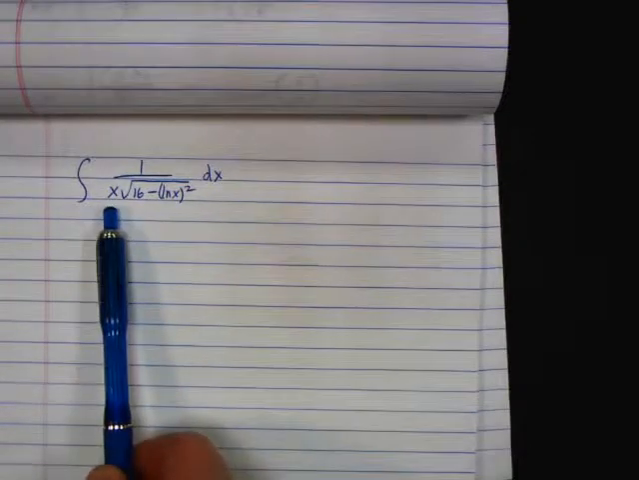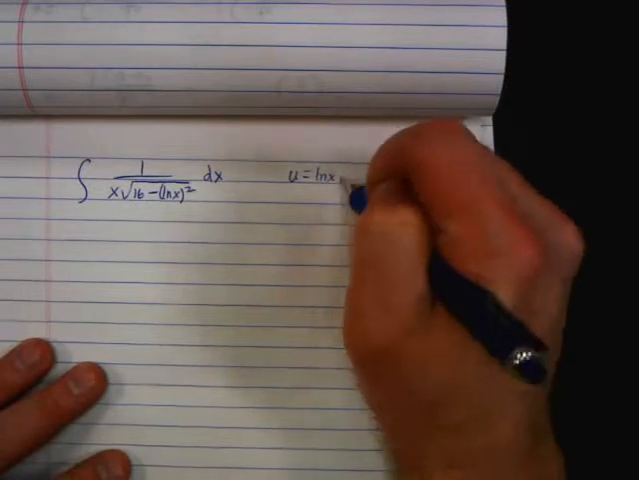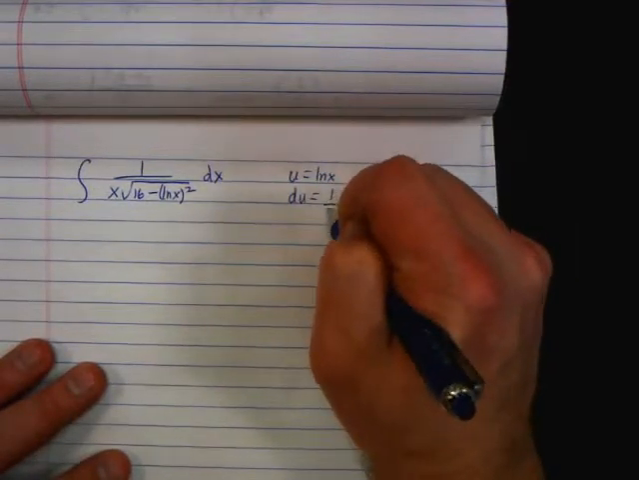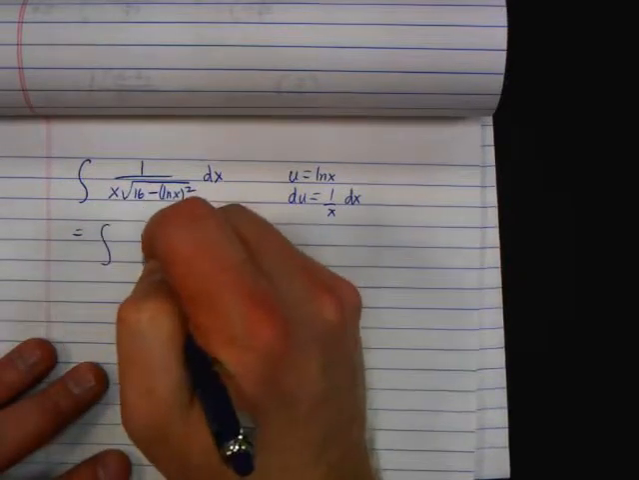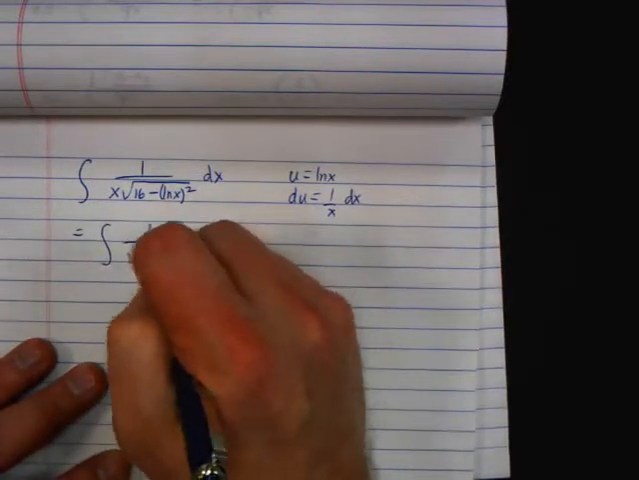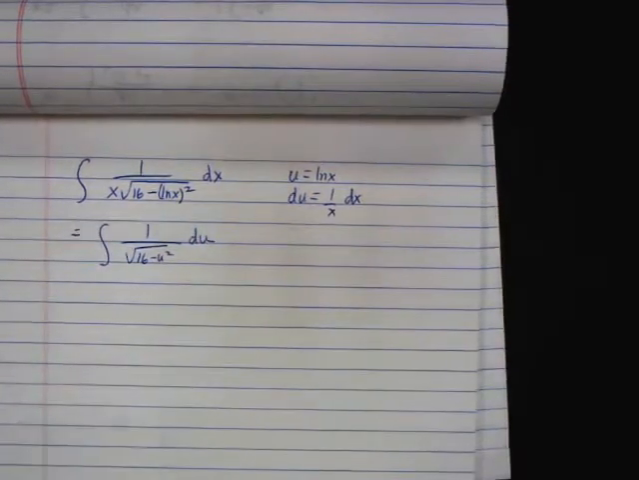All right, good ideas. Any good ideas? U is ln x. Why is that a good idea? Because you get this 1 over x down on the bottom, don't you? All right, so there's our good idea. U equals ln x, and then du gives us that 1 over x dx. So this becomes the integral of 1 over the square root of 16 minus u squared du.